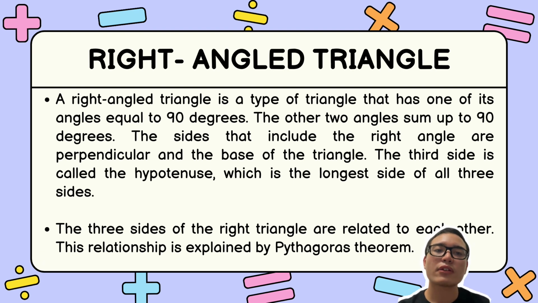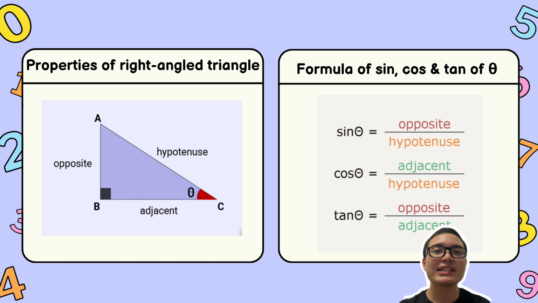The three sides of the right triangle are related to each other. This relationship is explained by Pythagoras theorem. So these are the properties of the right angle triangle. The length of AC is the hypotenuse, whereas AB is the opposite, which means it is opposite to the angle theta, and the bottom line BC is the adjacent.